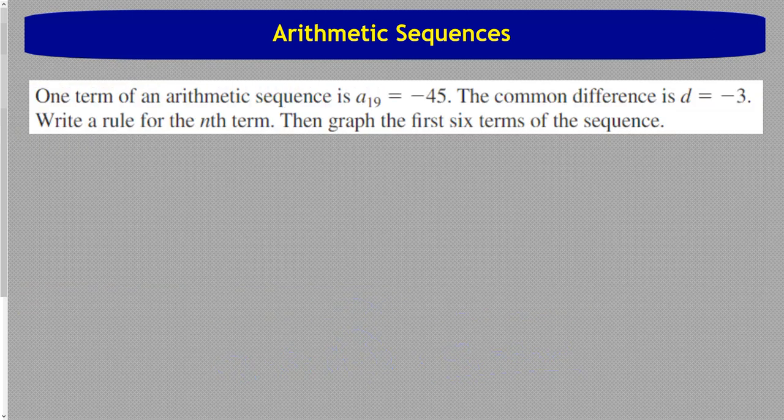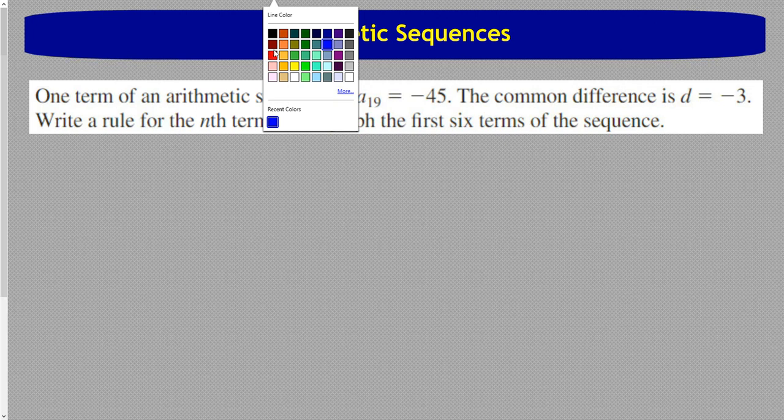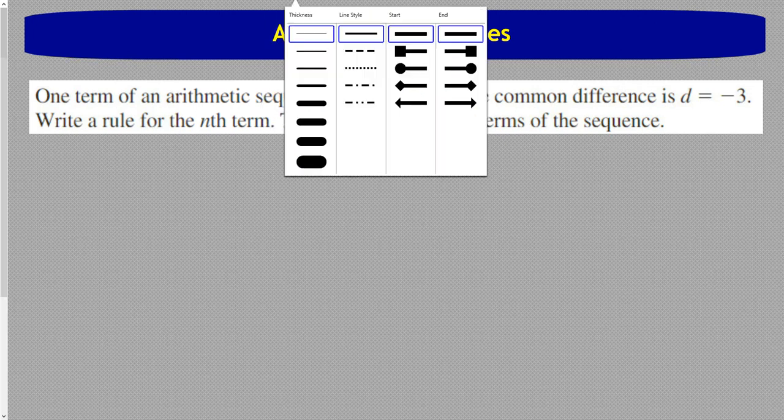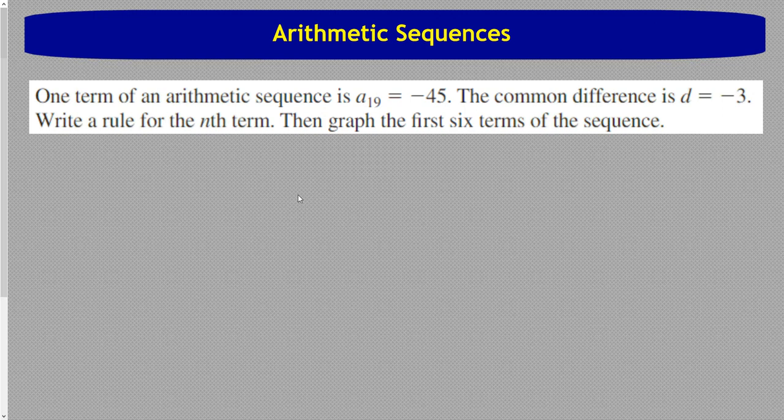Okay. One term of an arithmetic sequence is a sub 19 equals negative 45. So I know that the 19th term of this sequence is negative 45. The common difference is negative 3. I want a rule for the nth term. So let's just start with the general rule. A sub n equals a sub 1 plus n minus 1 times the common difference, right?